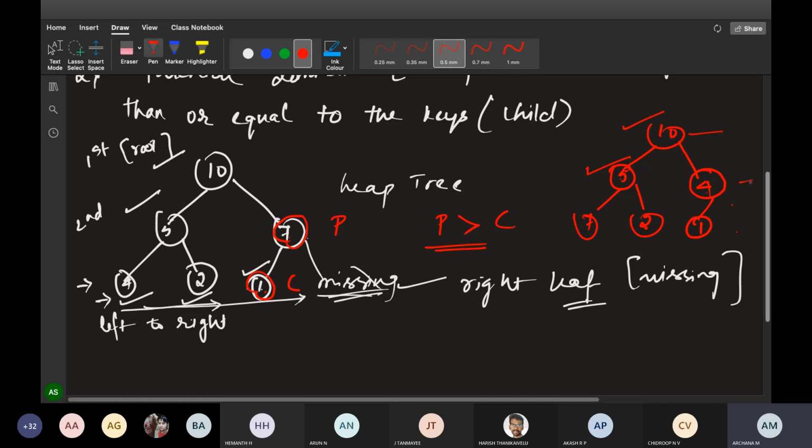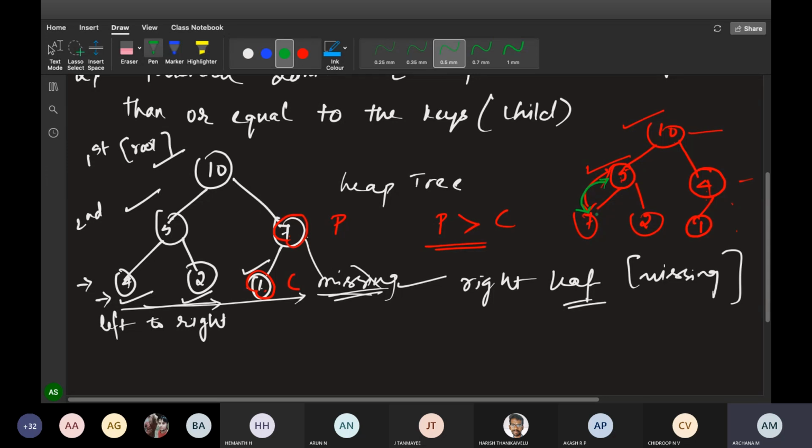Yes, the condition is true for here. But when you come to the next level, 5 and 4, now you have to check with these children. Is 5 greater than 7? No. At that time, what we have to do? We have to swap the parent and the child. When this condition is not satisfied, swap the parent and child, construct a new tree. This is what we call heapifying.